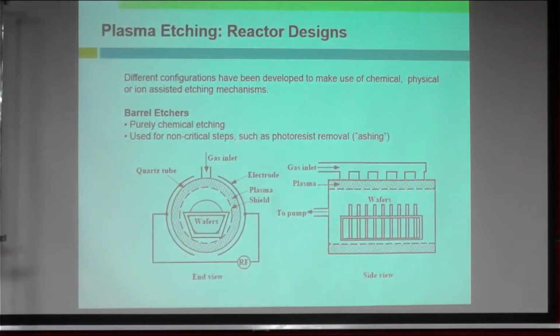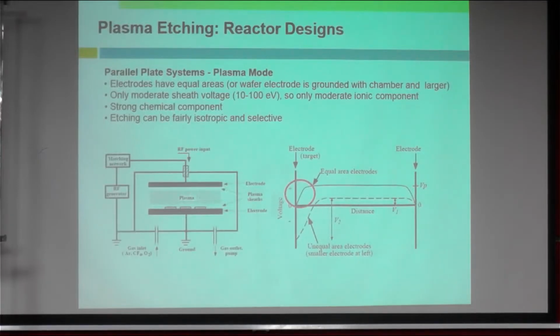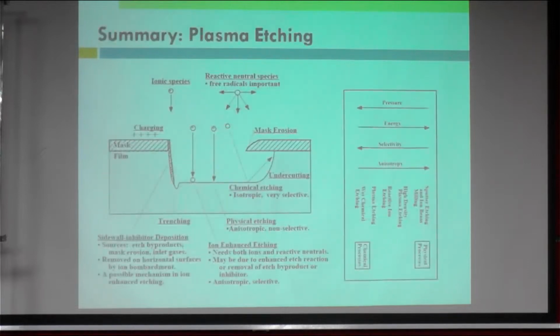And for the design of the reactor, you can see a few different configurations. This is a typical barrel etcher, purely chemical etching. You have your wafer inside, then you have your plasma shield, then you have a gas inlet here. With that you can do the etching. Then the parallel plate system, which is what I have shown before.